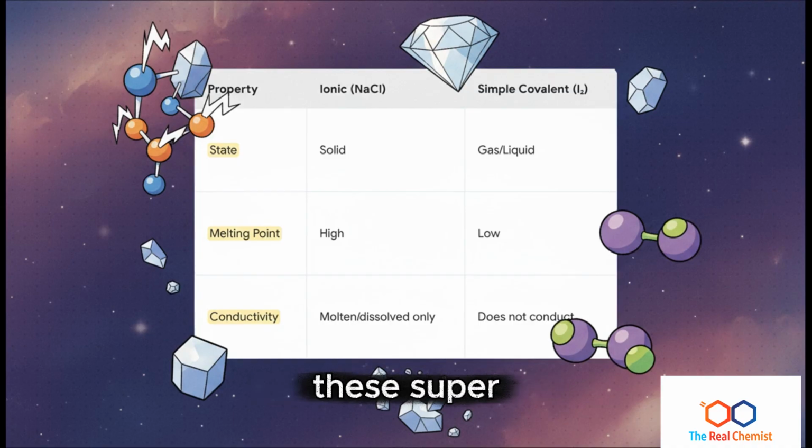That creates these super powerful forces that lock the ions together in a rigid structure. The result? Hard solids with crazy high melting points. But on the other side, simple covalent compounds, well, they have a very different story. They tend to be gases or liquids with really low melting points. See, the bond type changes the whole game.